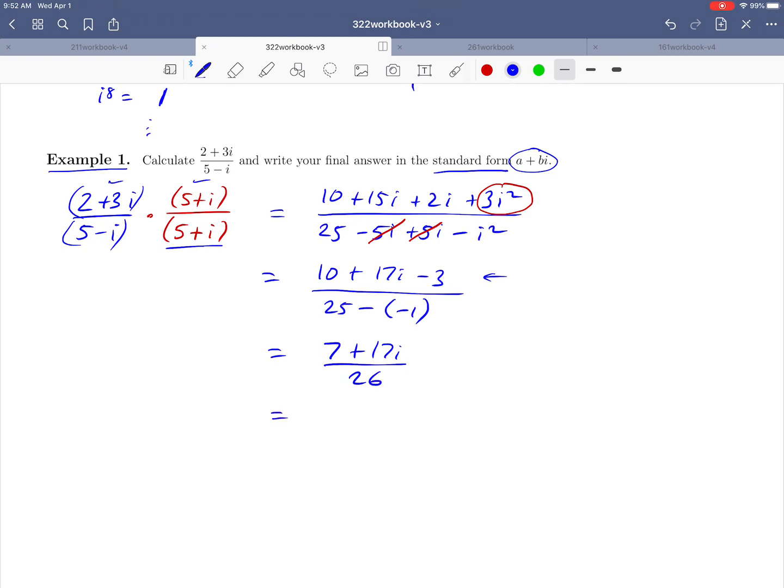And finally, to write this in the standard form, a plus bi, we'll just break that up into two pieces: 7 over 26 plus 17 over 26 i. There's our answer. And that's equivalent to the number that we started with. We've just written it in this special form. And one last comment, that we can do that for any complex number. We can write it in this standard form.